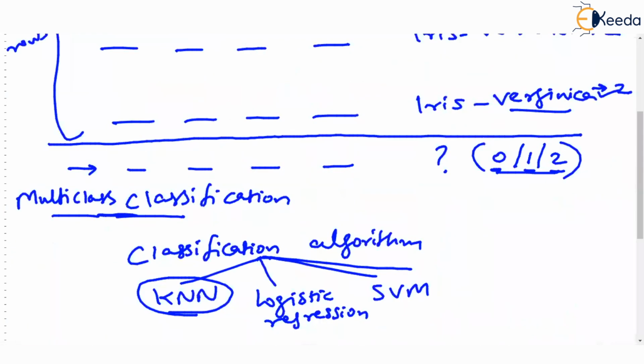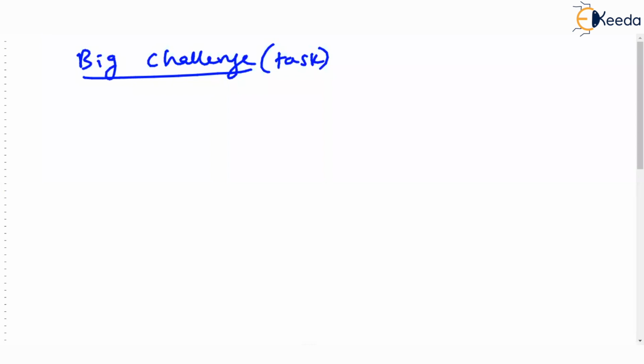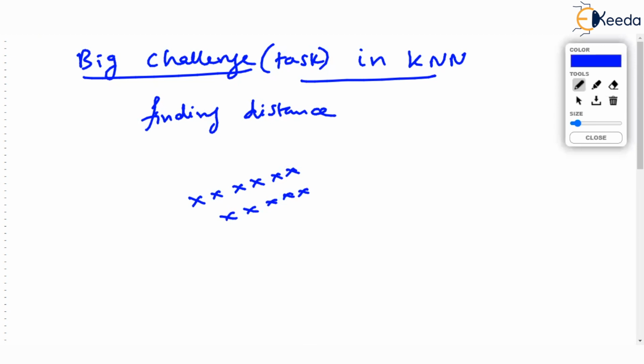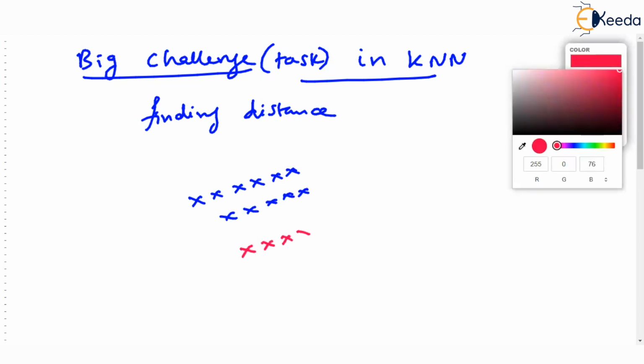So where were we? Now, once we have seen this, what are the failure cases? Now let's come to a big challenge. I can't say challenge, a big task in k nearest neighbor. You know what is the biggest work? Finding distance. Come again. If these are 0 points and these are 1 points, that is, the output is 1.